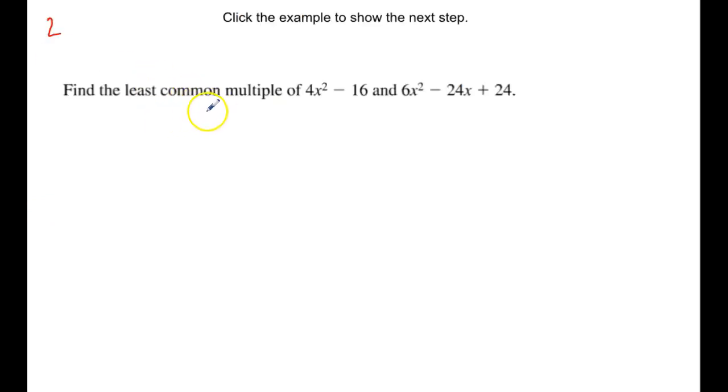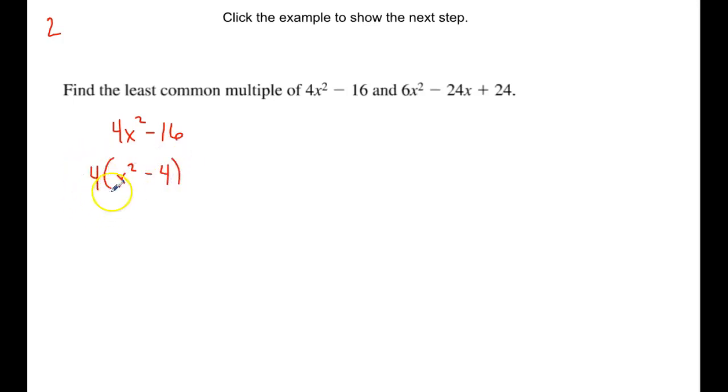So the first thing we want to do is find our common multiples, and our least common multiple will help us to find the most common denominator, the easiest denominator. So the first thing I want to do is factor out everything that I can. So I see I have 4x squared minus 16. The first thing I notice is I can factor out a 4 from both terms. So I end up with x squared minus 4.